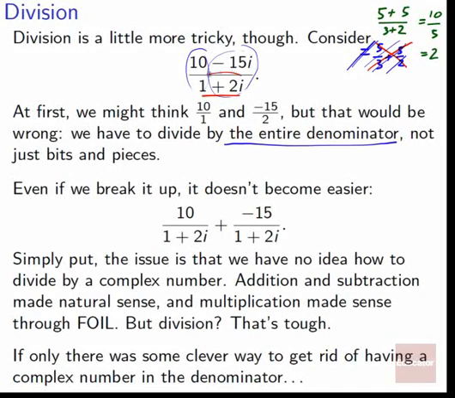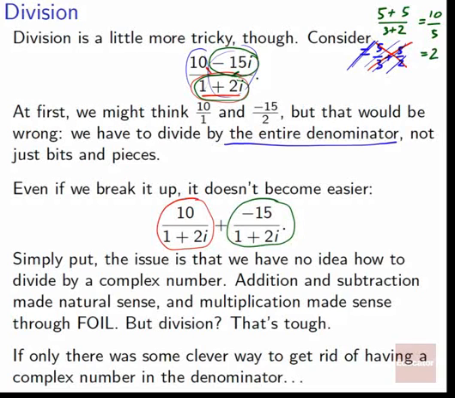What if we break it up and we put 1 plus 2i onto the 10, and then we put 1 plus 2i onto the 15, negative 15i separately? So we get 10 over 1 plus 2i, and we get plus negative 15 over 1 plus 2i. Well, that's true. We broke it up. We can do that with normal things.